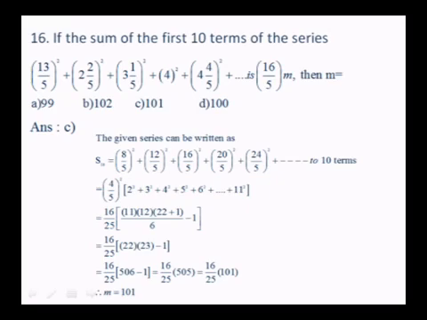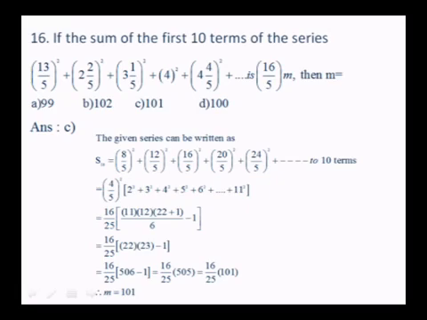So 11 into 12 into 22 plus 1 by 6, minus 1, if I take 1 square plus 2 square plus 3 square etc. up to 11 square minus 1. The first one is 11 into 12 into 22 plus 1 by 6 minus 1. So if you simplify this one, you get 506 minus 1, 16 by 25 into 506 minus 1, or 16 by 25 into 505.